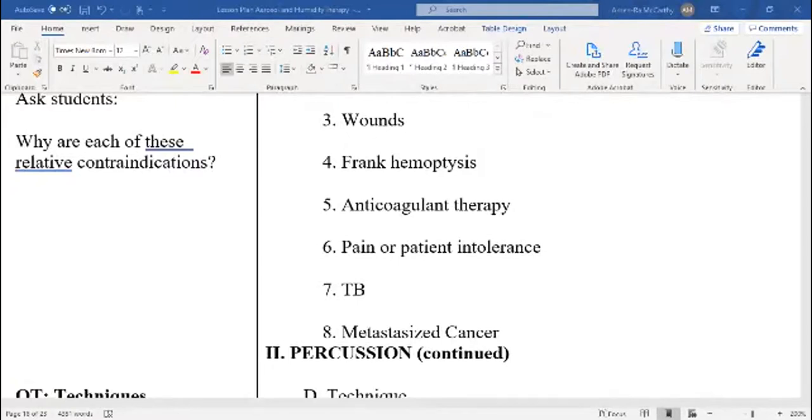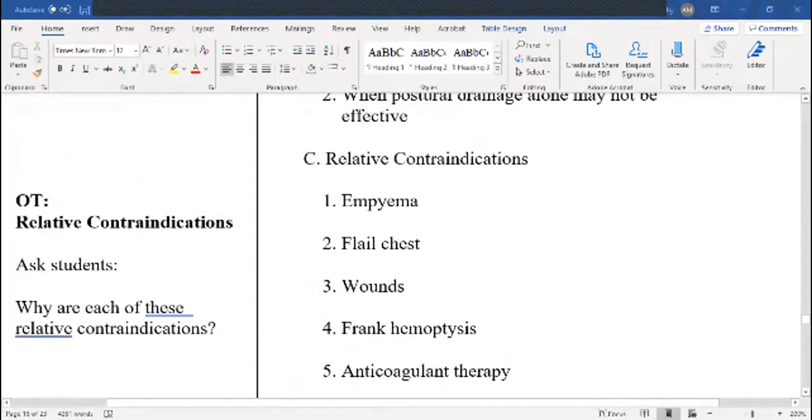And then metastasized cancer. If somebody has cancer, breast cancer, and it's spreading to the shoulder and all that, you don't want to be beating on that because it's just going to spread the cancer around, okay? All right, so those are the contraindications of percussion. Make sure you know them because you might have a question. Say, all of these are relative contraindications of percussion therapy except, right? You need to know them.